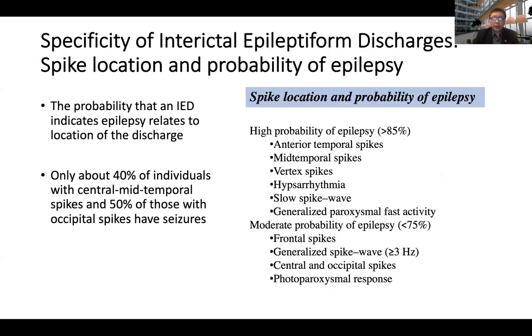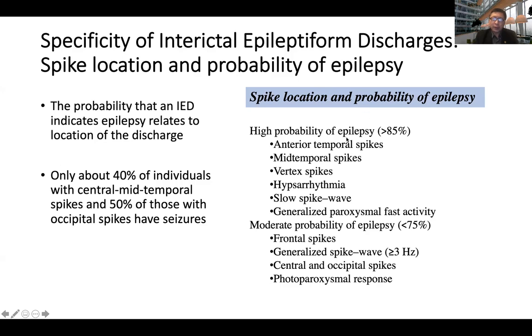Now the specificity of interictal epileptiform discharge: spike location and probability of epilepsy. The probability that IED indicate epilepsy relates to the location of the discharge as well. Only about 40% of individuals with a central mid-temporal spike and 50% of those with an occipital spike have a seizure. So this shows the relationship between spike location and probability of epilepsy.